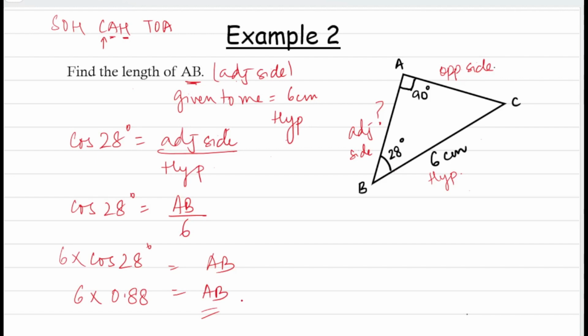Okay, so this is the way to find the missing side. So what is the key? The key is to identify which side is given to you and which side you need to find out, and then which trigonometric ratio connects those two sides. Okay, so in this question, oh, I'm sorry, I did not write what is AB. So AB is equal to 6 times 0.88, and that comes out to be 5.28 centimeter approximately.